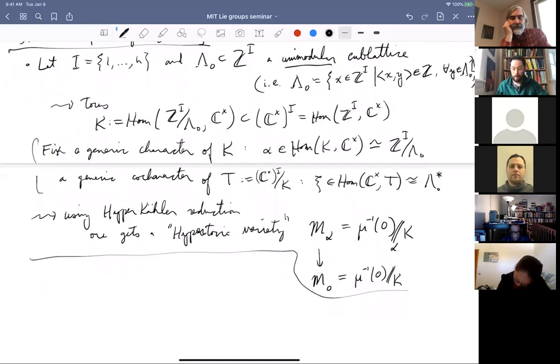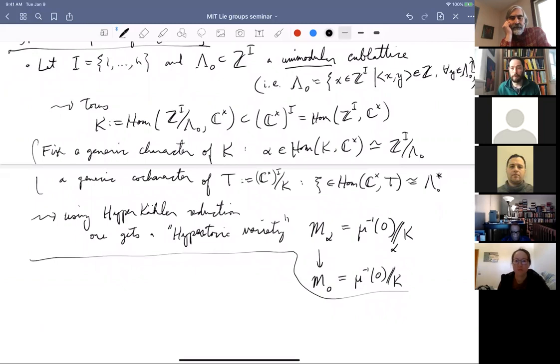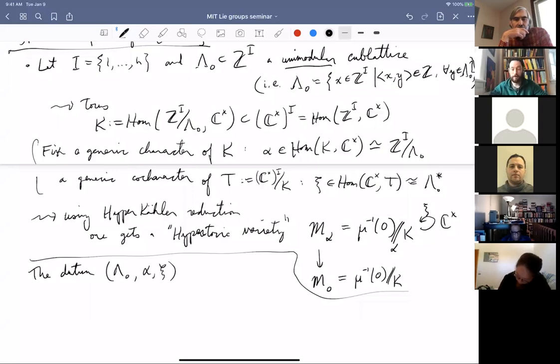This sublattice together with a choice of generic character and generic co-character. So we have this alpha, and we also have an action of C star coming from this choice of Xi. So the data of lambda naught, alpha, and Xi define this hypertoric variety together with a C star action on it.